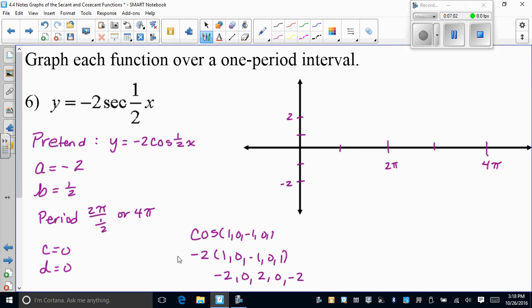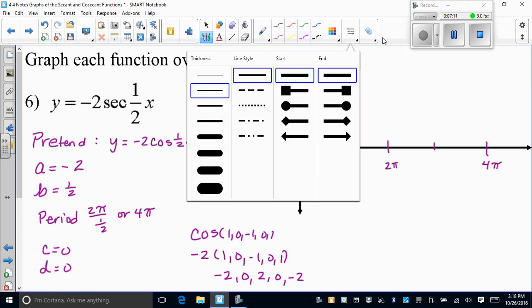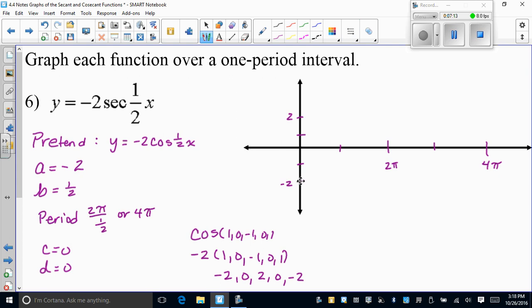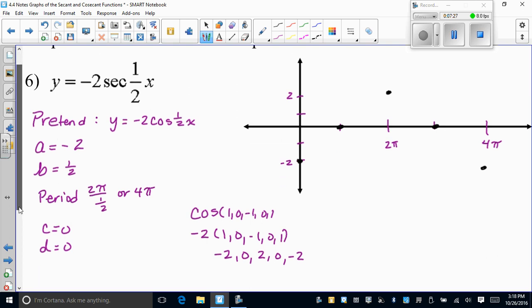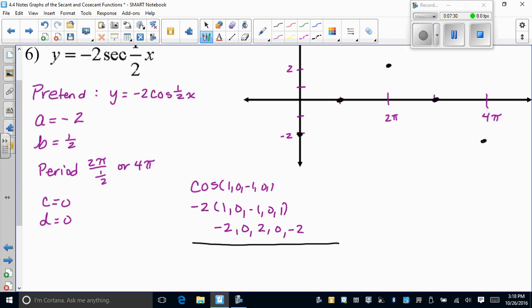And so for my first point, I'm going to use a different color to graph the points, because I want to make sure you see the difference. -2, the next one is 0, then at +2, and at 0, and then at -2. And that is where it stops looking like cosine. So plot points and stop. And this is where secant begins.